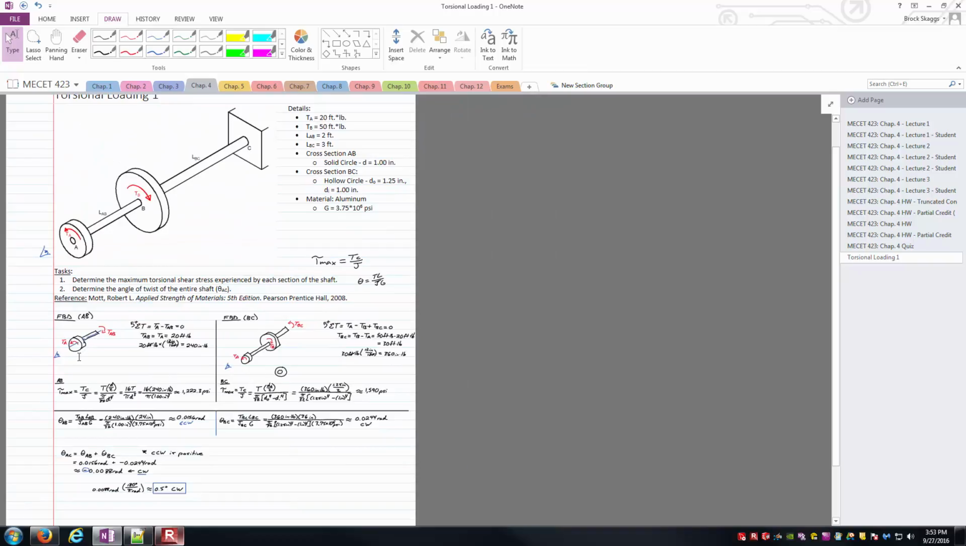And so I believe that brings us to a close. Again, we're using some superposition here. Basically, we had to break the overall length of the shaft into two segments in order to use this formula here, because the torque, the polar moment of inertia, and the shear modulus all had to be constant in the length considered there.